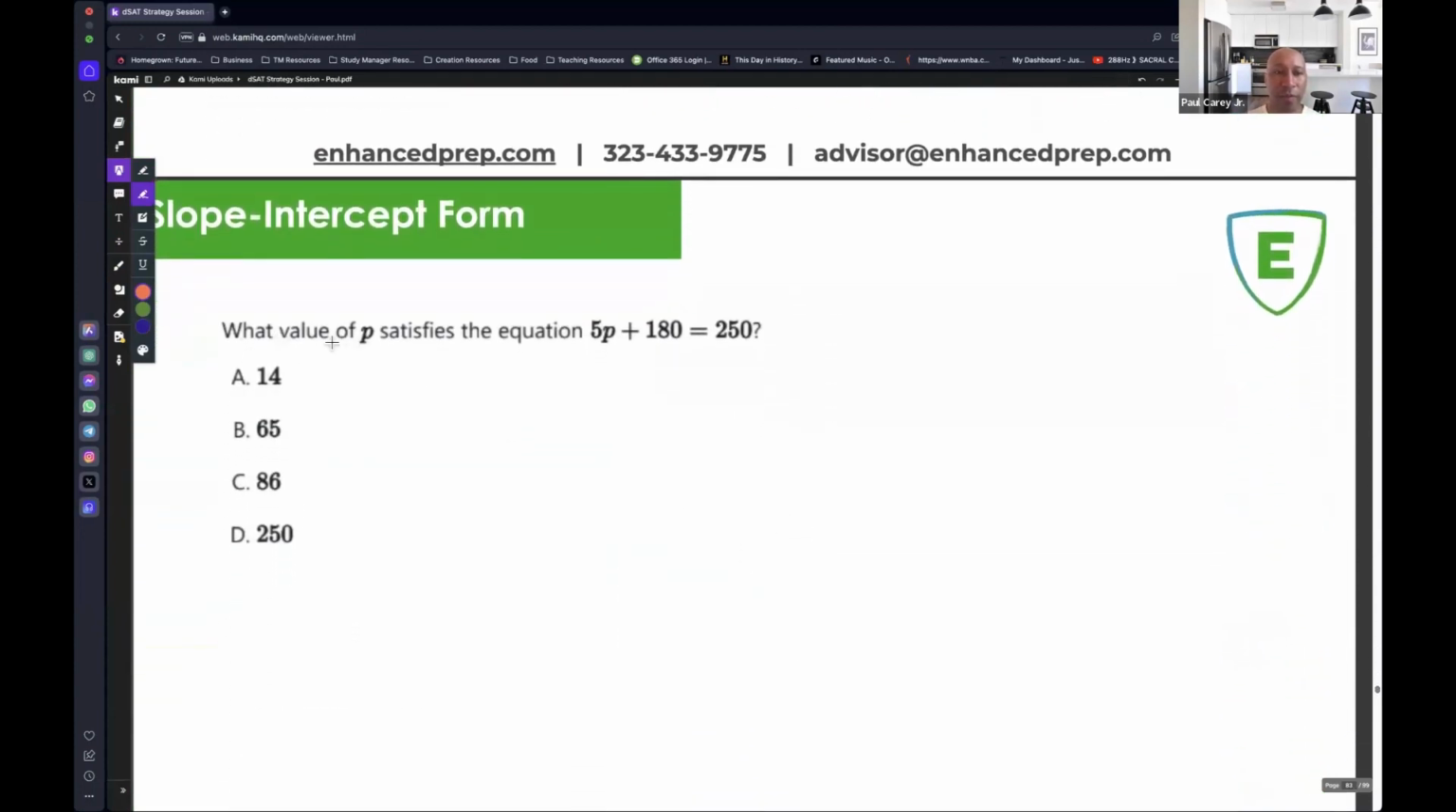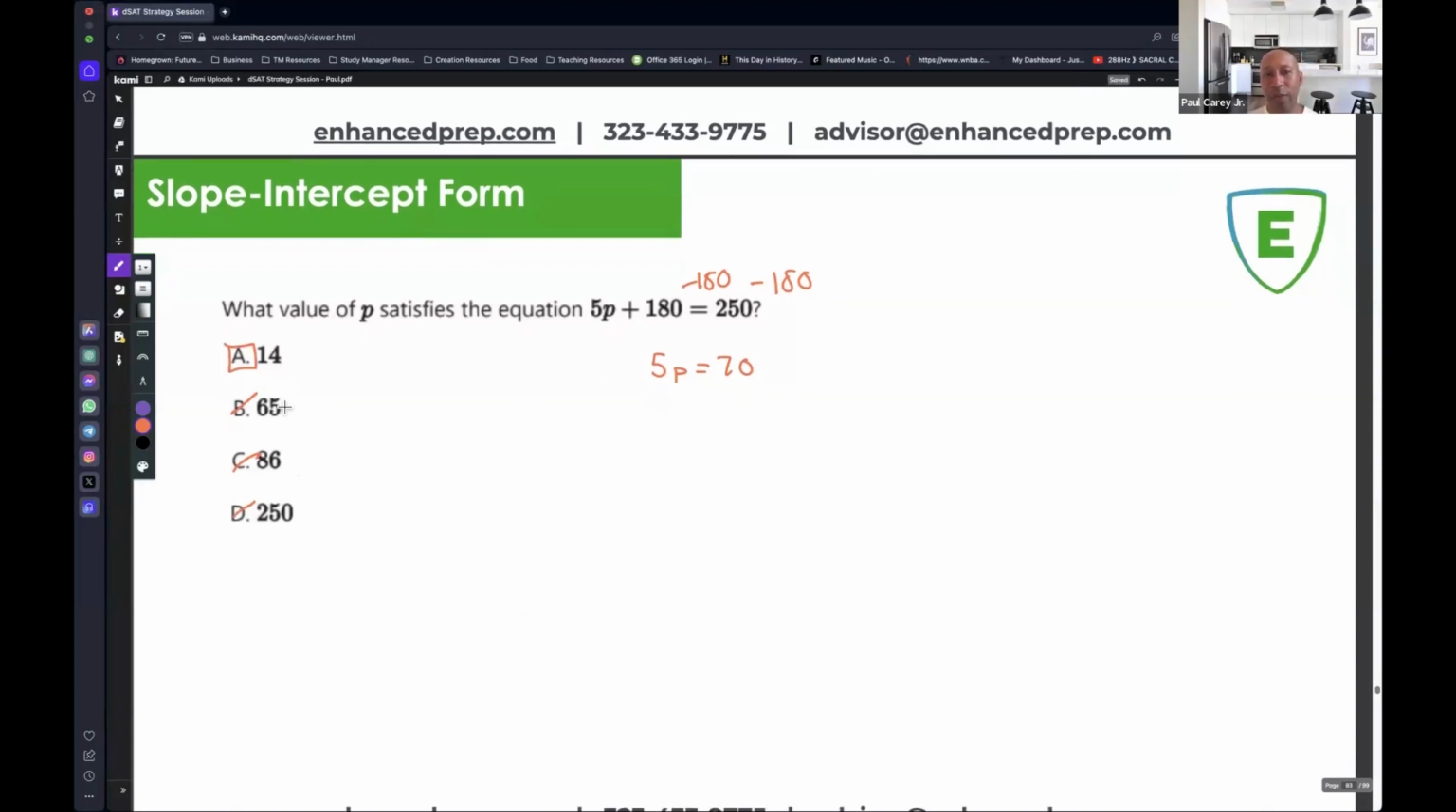So this one says what value of P satisfies the equation above. So we can just basically solve for that one. What will we do? We're going to minus our 180 from both sides. And like I said, actively draw on here. So that's going to give us that 5P is equal to 70. And then in that case, we know that we can just plug in our answer choices, and we get that our P is going to be equal to 14.